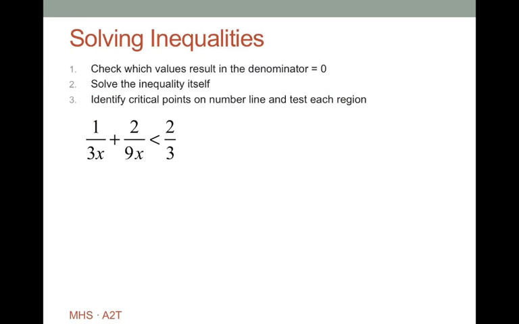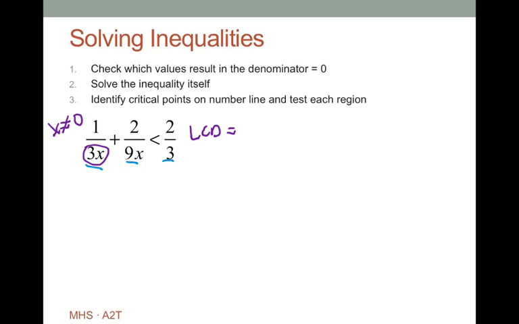So here we go. 1 over 3x plus 1 over 9x is less than 2/3. Now, oftentimes when you've got fractions like these, the checking is the most tedious part, but let's go through it anyway. Okay, so what values will have a 0 in the denominator? That will be true when x is equal to 0. So that's the first thing we realize, is that x cannot be 0. That's one of our critical points.